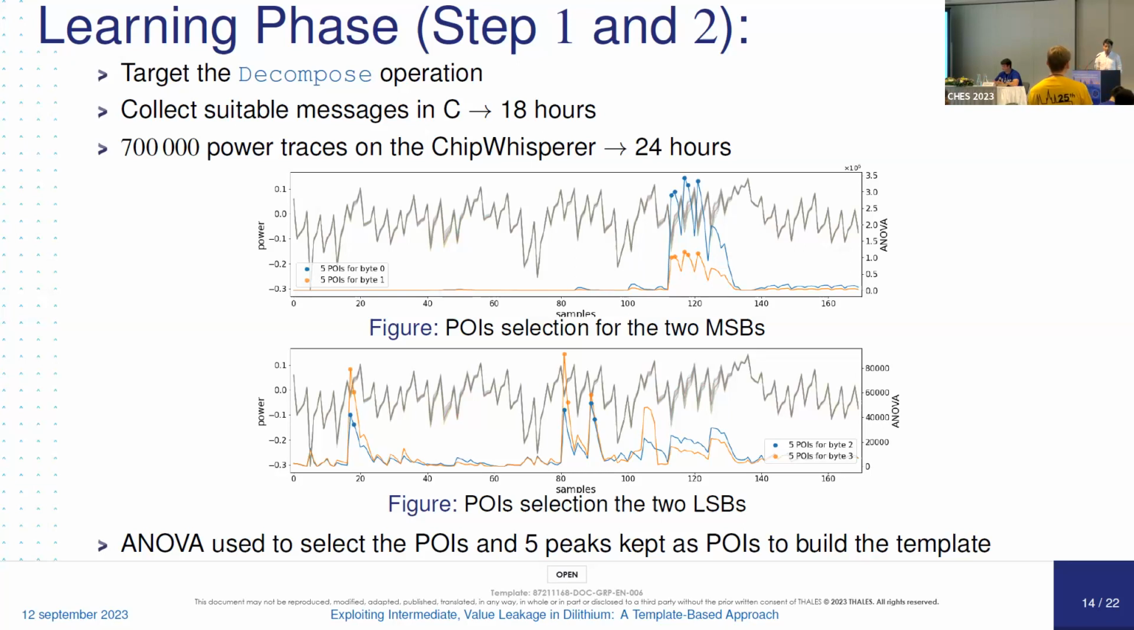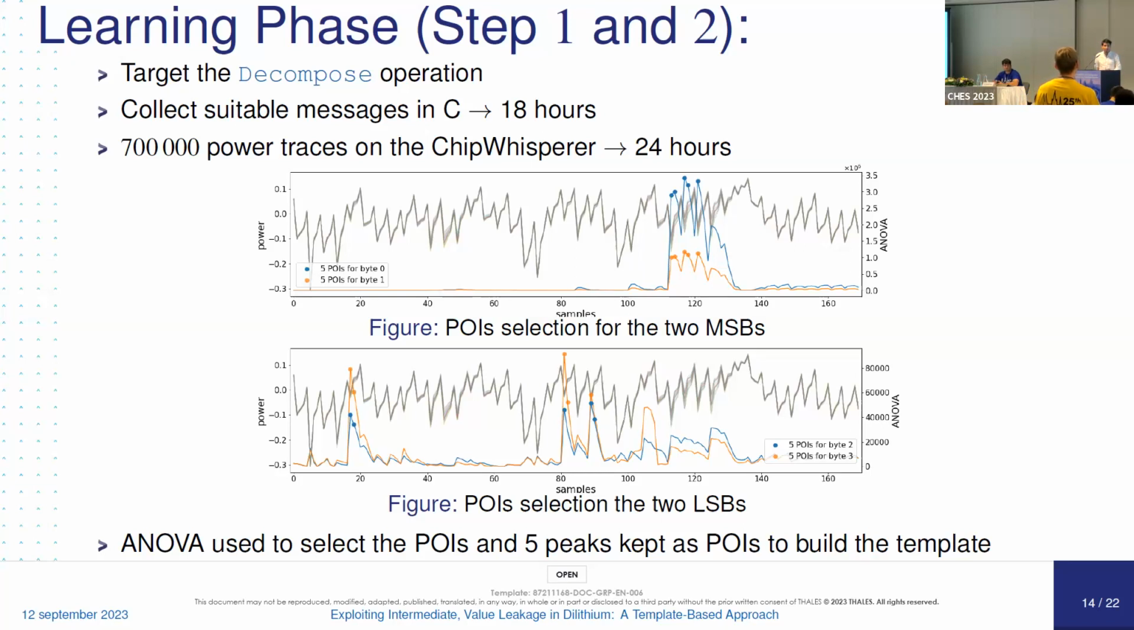So first, we used the ANOVA because it was the closest statistical test to the template that we use. But we also tried other statistical tests such as correlation or even SNR. And we had the same leakages, not in the same positions, but the same leakages that can be exploited. So you can use either of the statistical tests that you want, and you can exploit this leakage.